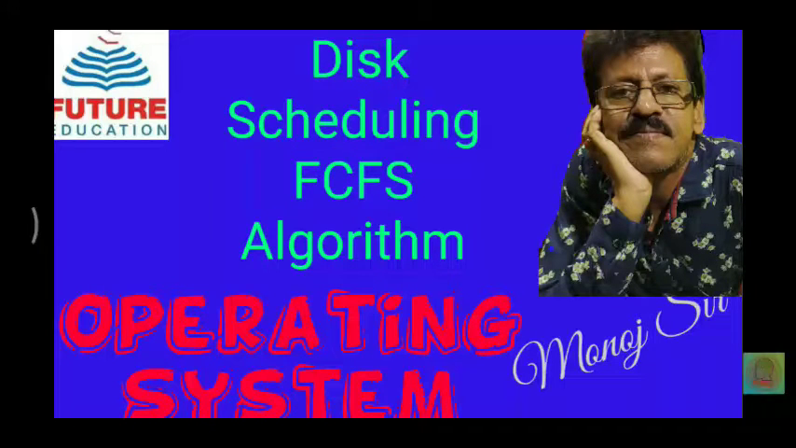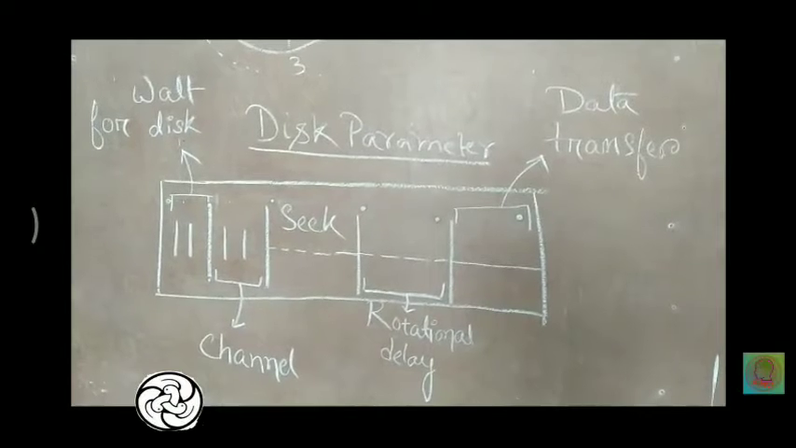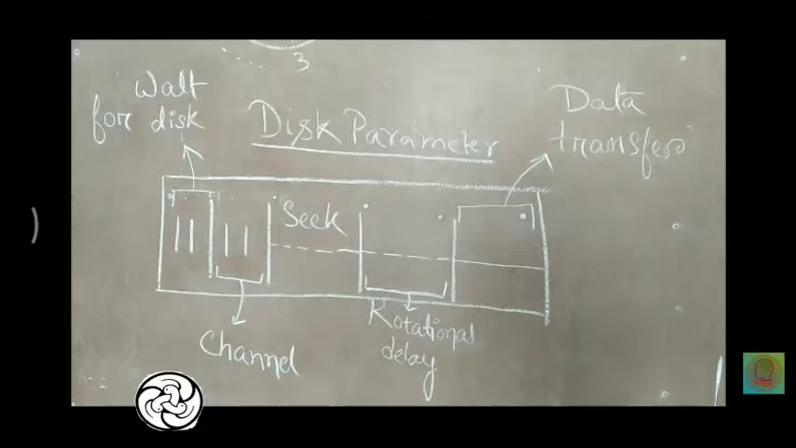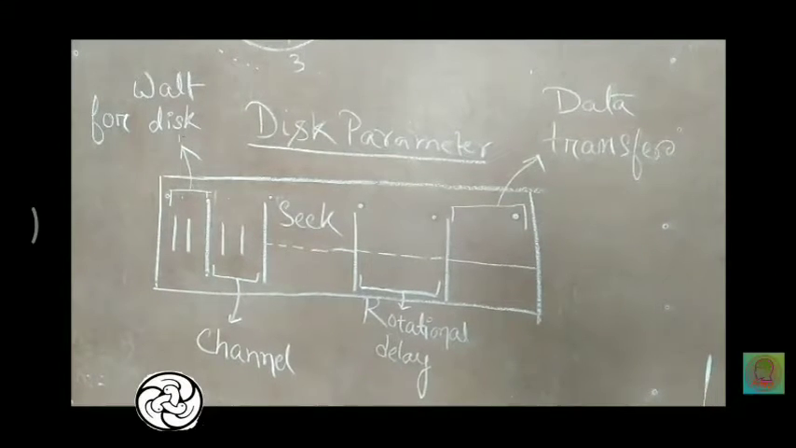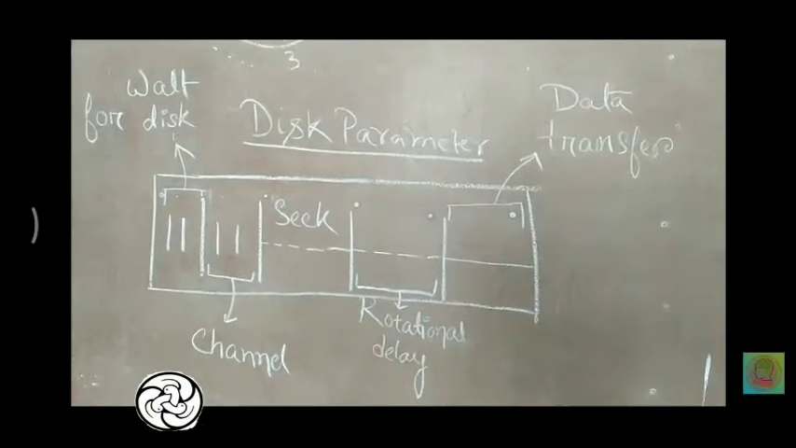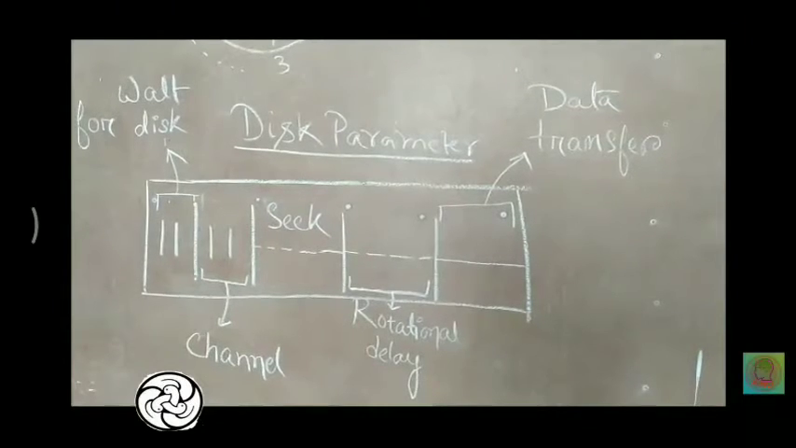On the board, we see that there are 1, 2, 3, 4, 5 partitions. Actually, this is a diagram. The first one is wait for device, another is wait for channel, and then the seek time, the rotational delay, and the data transfer time.